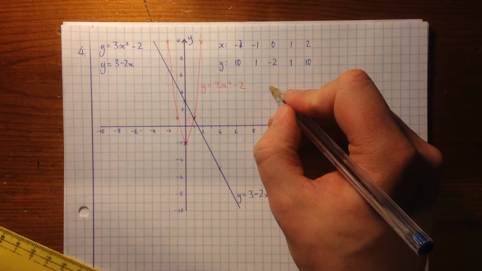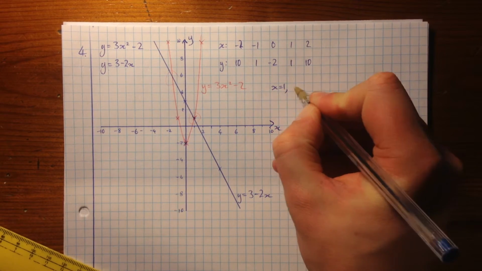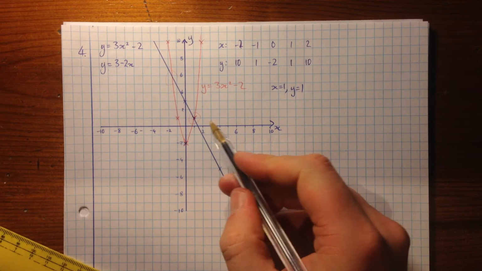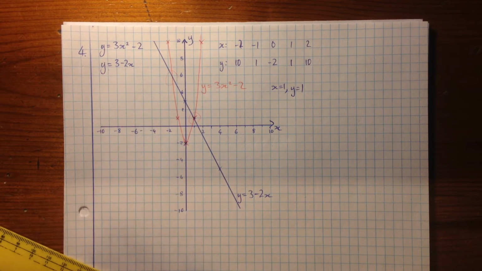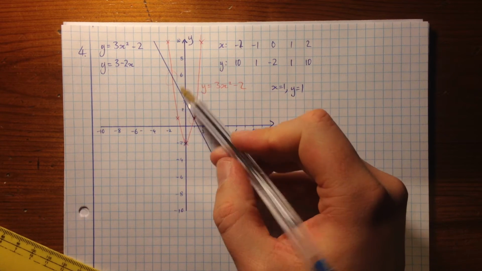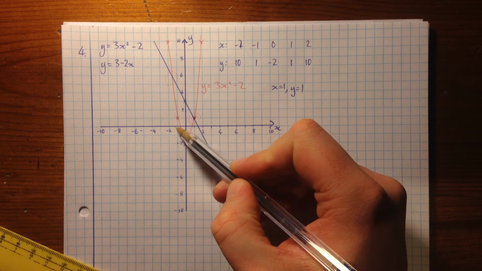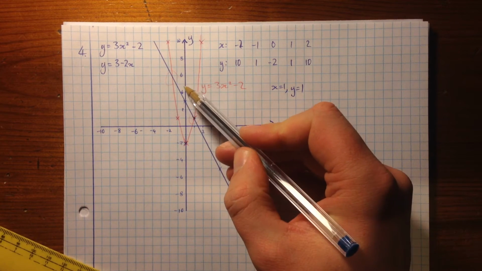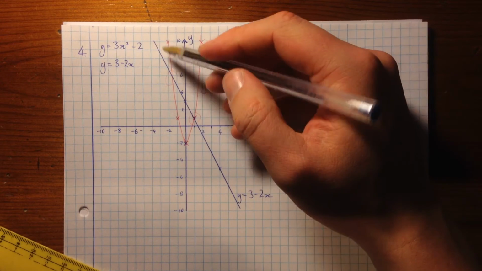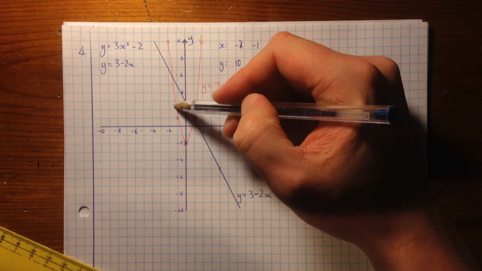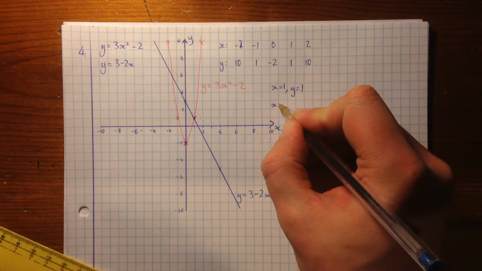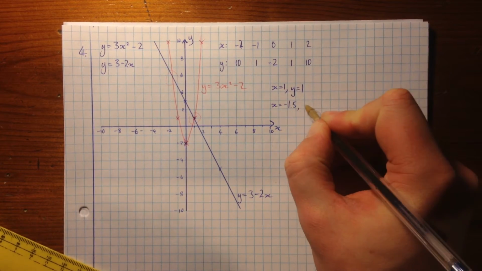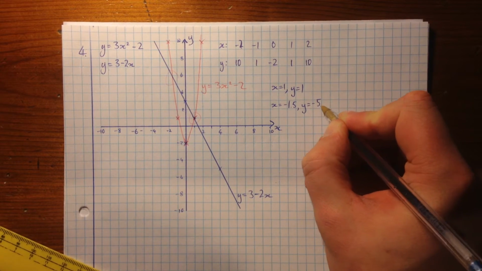First one easy, x equals 1, y equals 1. And that's true for that. 3 minus 2 is 1 when x is 1. The next one, a little bit more difficult to read. It looks like minus 1.5, minus 5.5. That's pretty much halfway between there and there. So minus 1.5, y equals minus 5.5. But of course we can check.